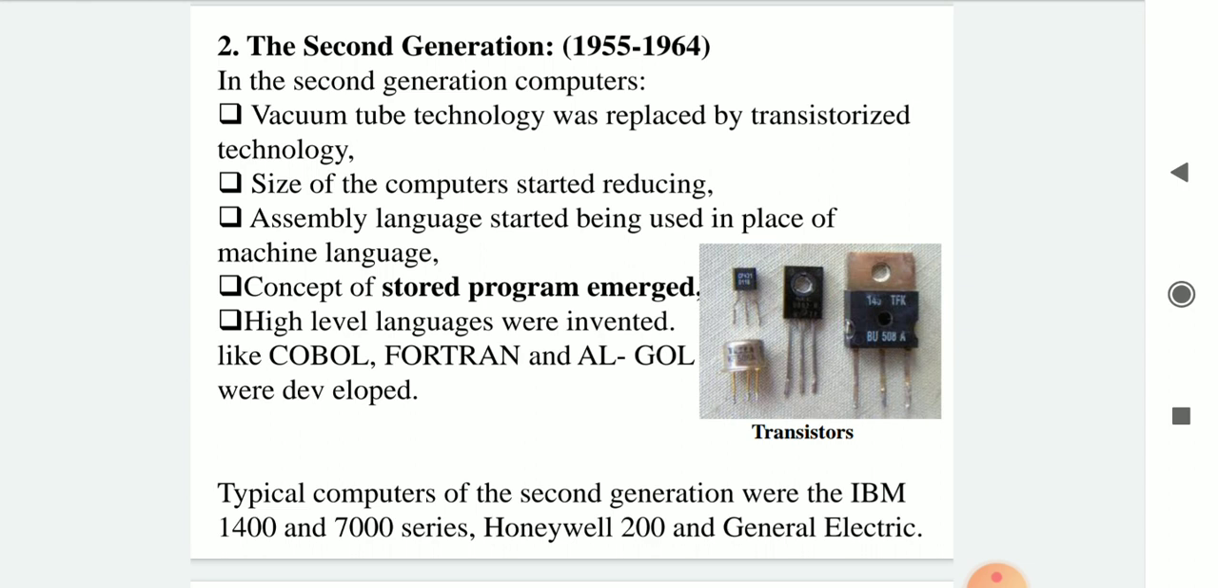High level languages which were designed in the second generation were COBOL, Fortran, and ALGOL. Computers started finding various applications. The entire software industry began with the second generation computers.